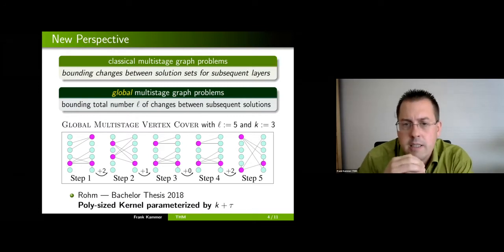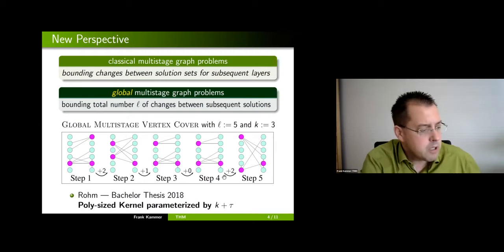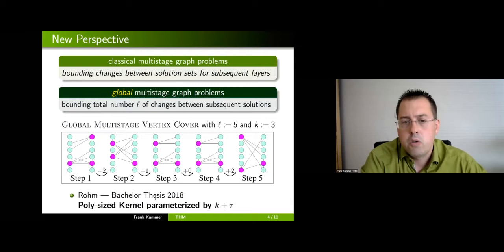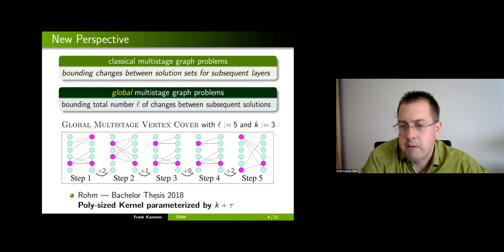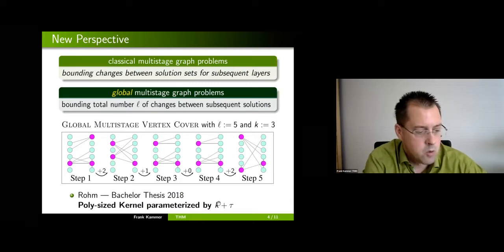To our knowledge, this kind of global multi-stage problem was considered before only by Rome in a bachelor thesis at TU Berlin, and he focused on a polynomial-sized kernel parameterized by k and tau, so the solution size and the lifetime.